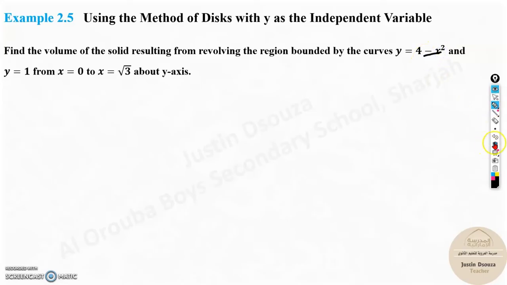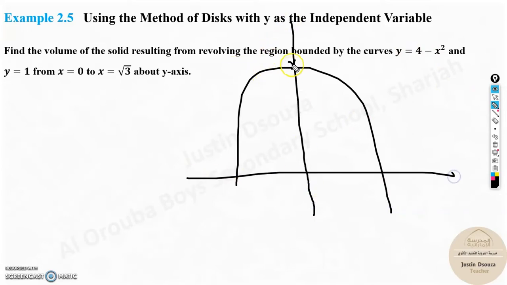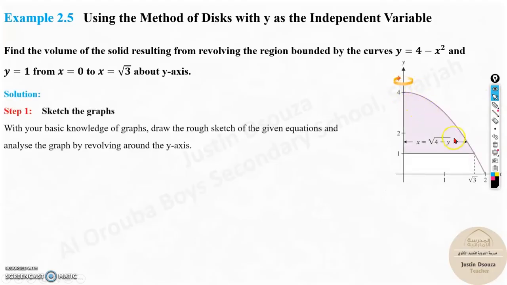A parabola, negative parabola. So it'll be like this. But this 4 denotes it is having the y-intercept at 4. So if it's like this, this is 4. Okay. And the line y is equal to 1. So this is being revolved. Let me show over here. So this is the part. Now this is being revolved, isn't it?